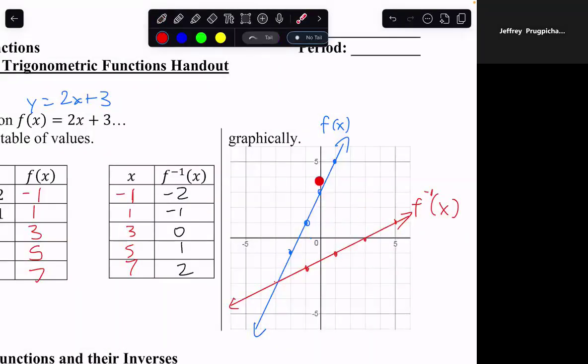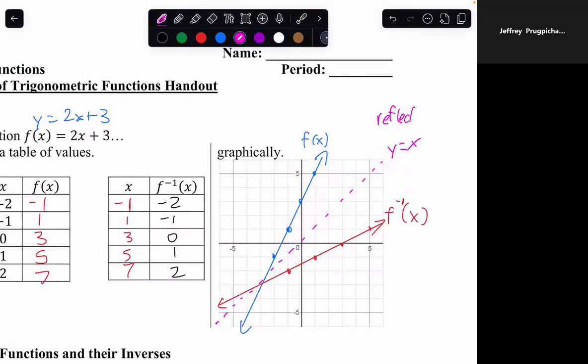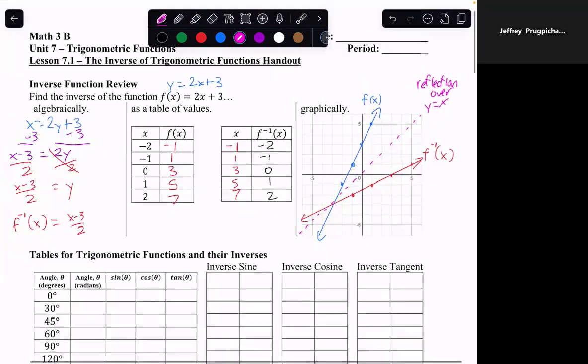Okay, could anyone remind us what we discovered about the graphs of the original function and its inverse? What do we see? Yes, Rebecca? Perfect. Rebecca said it's a reflection over the line y equals x. Okay, so remember, these patterns are true for all functions and their inverses, whether it's a linear function or a cubic function, or as we're going to see today, a trigonometric function.